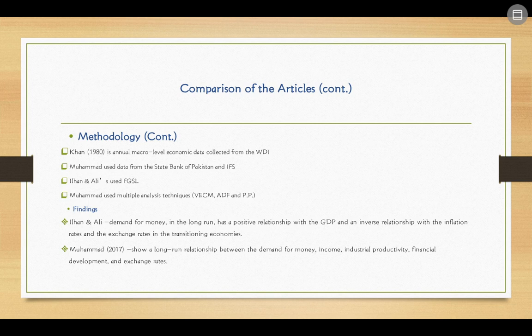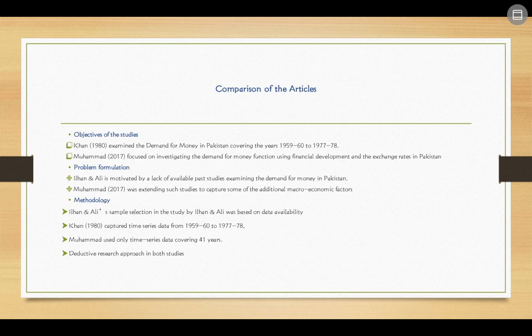The problem formulation for the study by Khan 1980s is motivated by a lack of available past studies examining the demand for money in Pakistan. The researchers' findings confirmed that most of the studies focus on specific countries, especially developed economies. Muhammad 2017 extends such a study to capture additional macroeconomic factors like industrial production, financial development, income, and exchange rate, which had not been captured in previous studies.